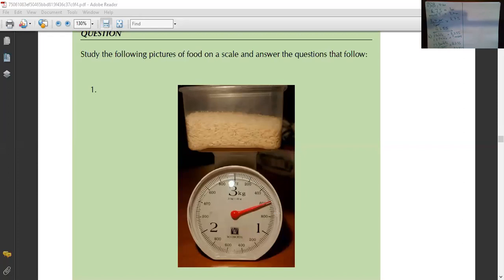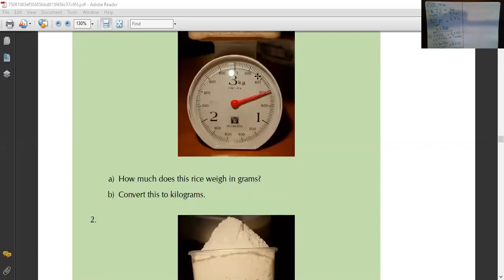So you have to count how many markings it is pointing at. From what I'm looking at here, it's pointing directly at 600. So the lunchbox and the rice inside the lunchbox weigh 600 grams. This scale is measuring up to 3 kgs, so it's accurate up to that. Okay, so that is part A of this question.